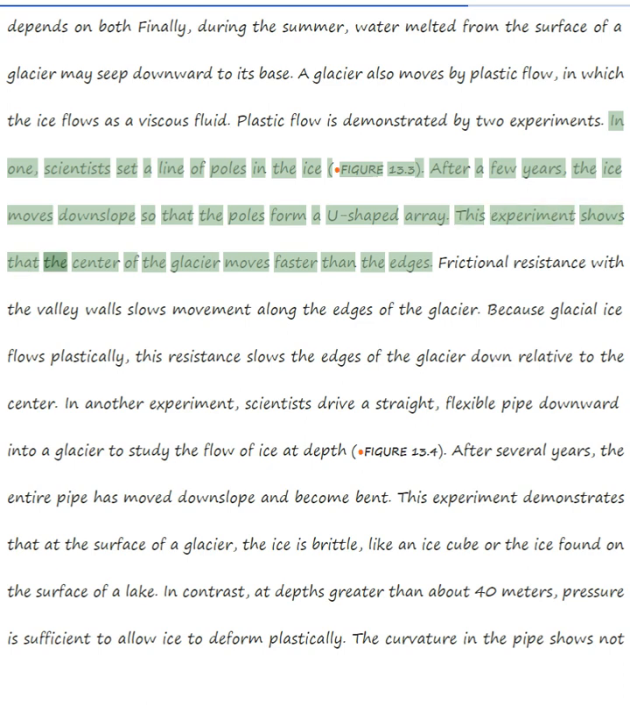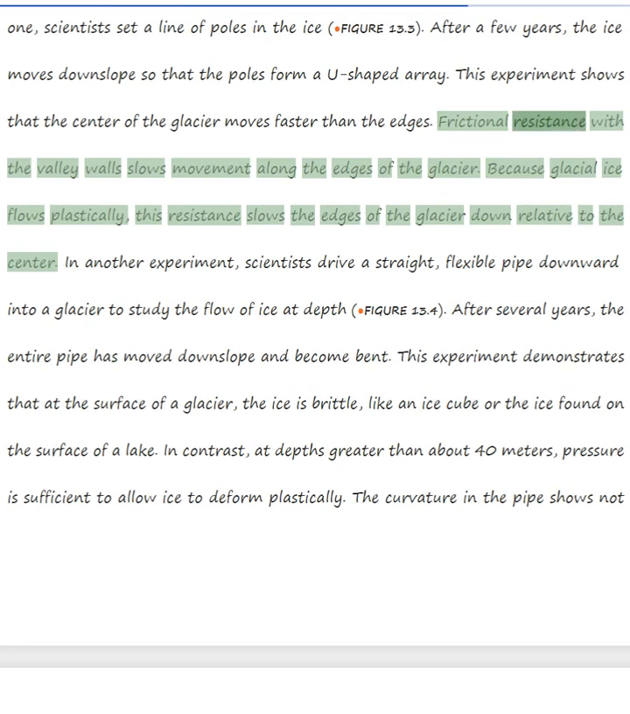This experiment shows that the center of the glacier moves faster than the edges. Frictional resistance with the valley walls slows movement along the edges of the glacier. Because glacial ice flows plastically, this resistance slows the edges of the glacier down relative to the center.